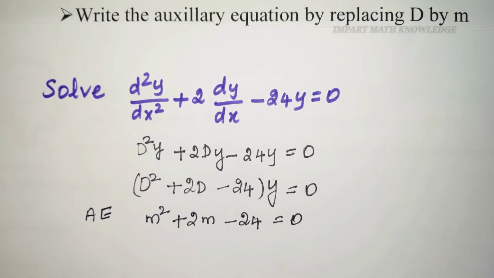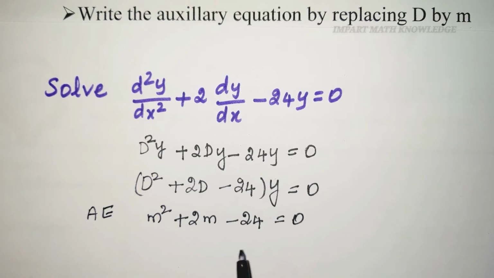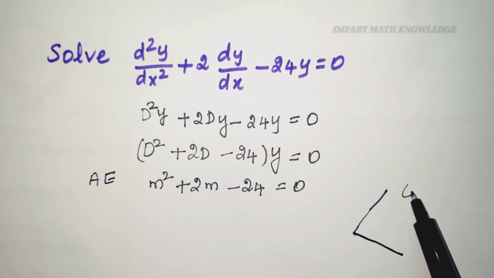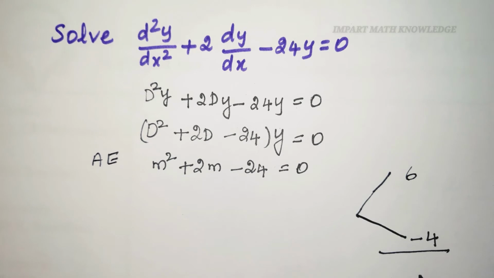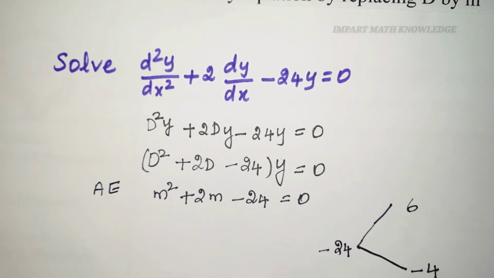Either you go with the normal method or formula method. We have to find the two factors. Adding those two factors, you will get plus 2. Multiplying those two factors, you will get minus 24. The possible factors are 6 and minus 4. If you add these two, you will get plus 2. If you multiply these two factors, you will get minus 24.